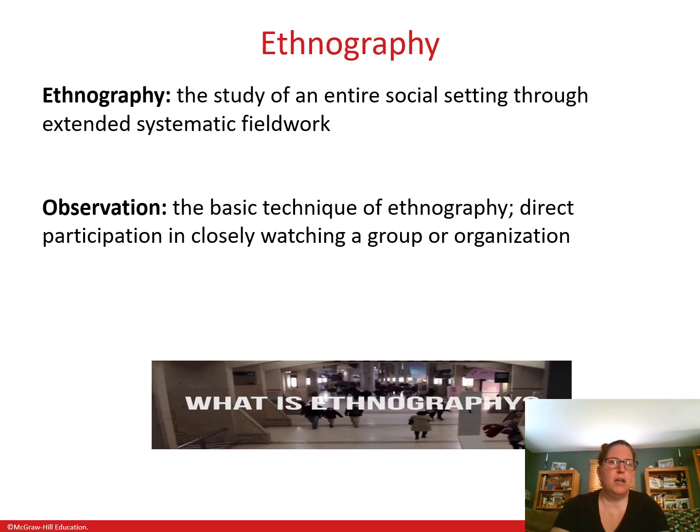Now, with ethnography, this type of research relies on collecting information through either direct participation or by closely watching a group or community. So through observation, you are able to just observe the people that you're looking at. Ethnography is the study of an entire social setting through extended systematic field work, where you actually immerse yourself in that particular environment. Observation is basically that technique of ethnography where you can be watching the group unobtrusively and just watch the group or organization.